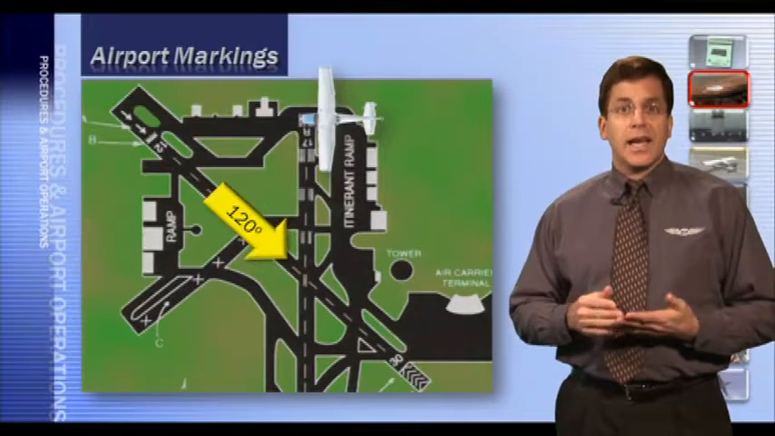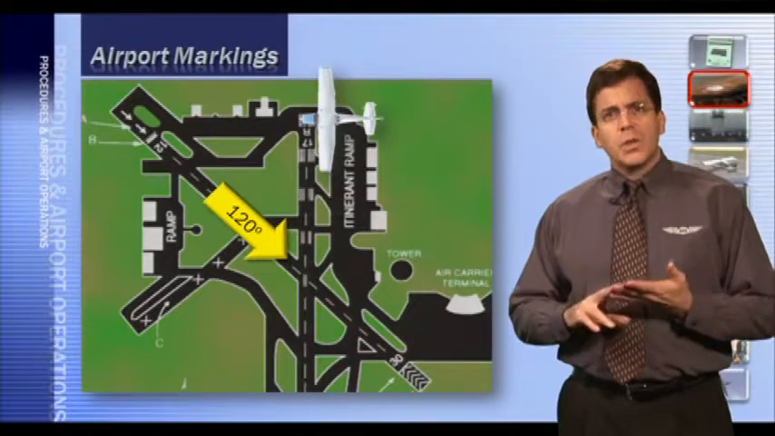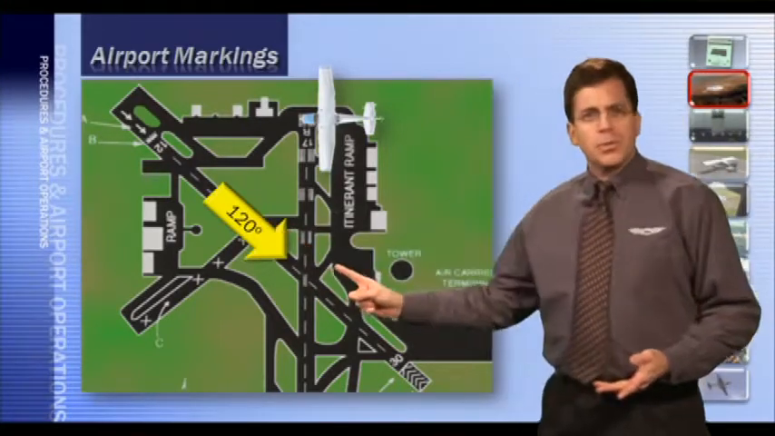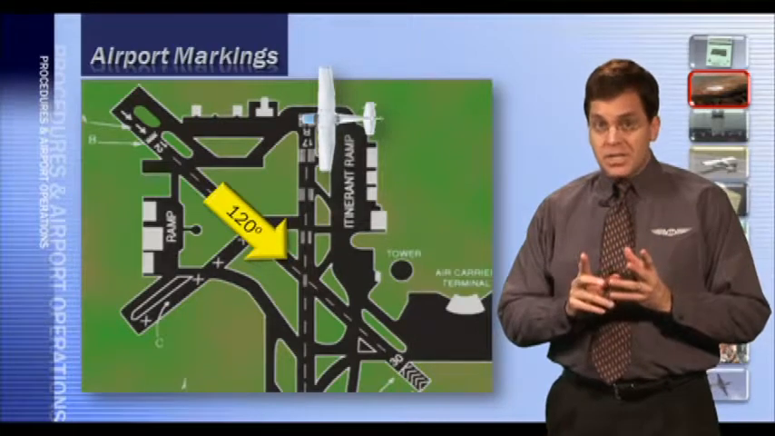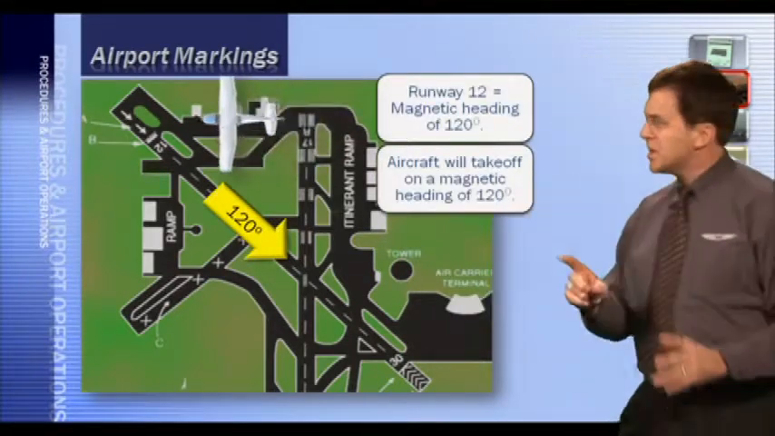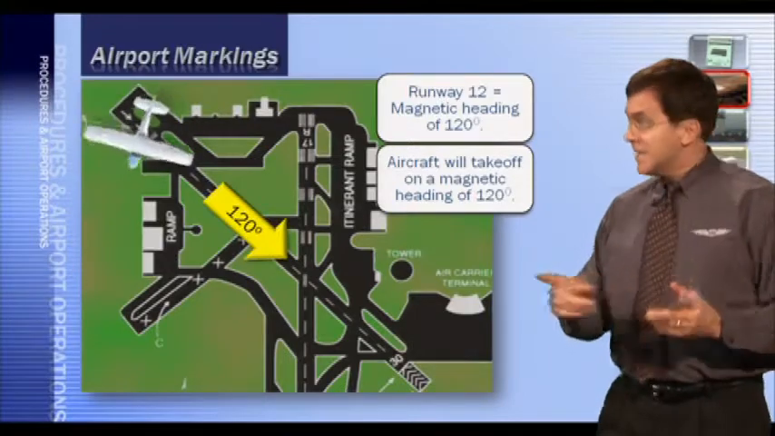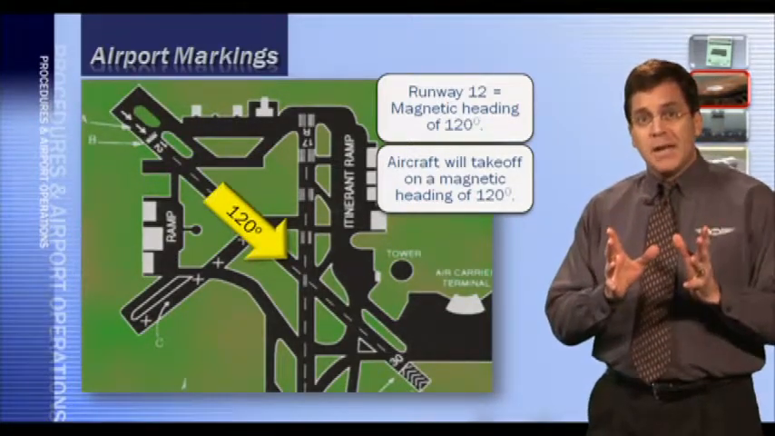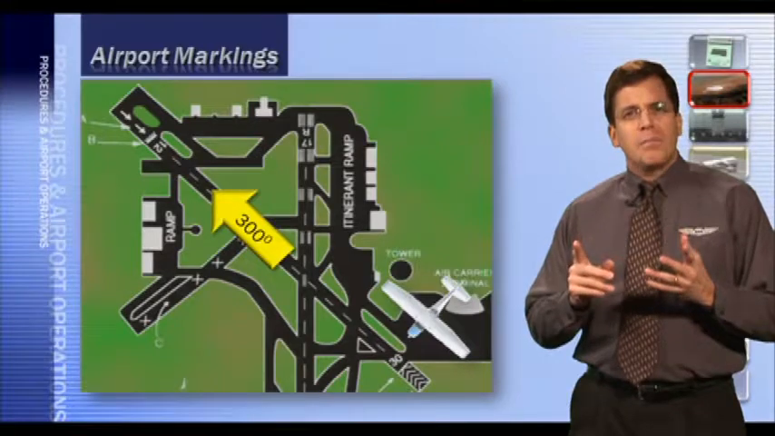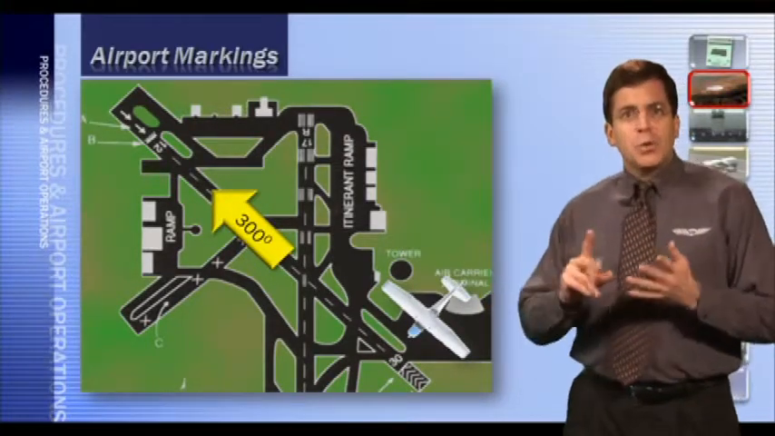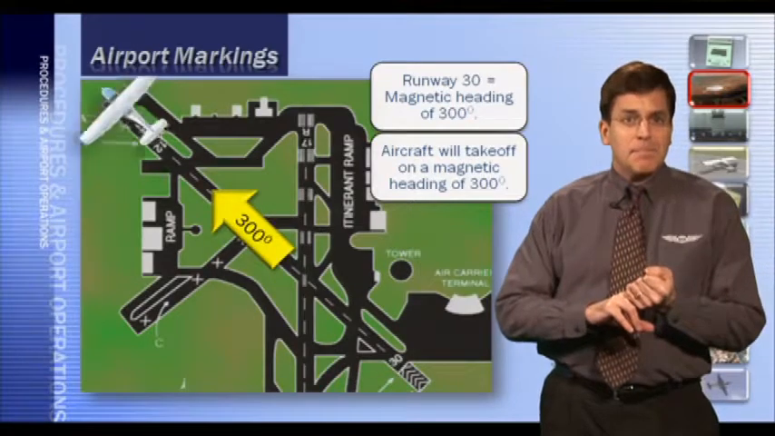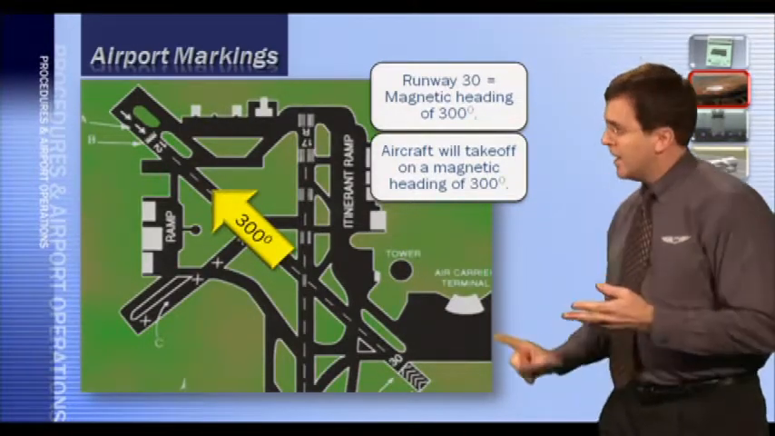Now let's take a closer look at how this numbering system works. Visualize a compass rose that encircles the airport. Here we're looking at runway 12. If you were to taxi onto this runway and line up with the center line, you would be pointing in a magnetic direction close to 120 degrees, that is, to the southeast. So the runway is named runway 12. Now here's another example. If you lined up or flew on an approach to this runway, you would be heading roughly 300 degrees magnetic. That means the runway is designated runway 30.